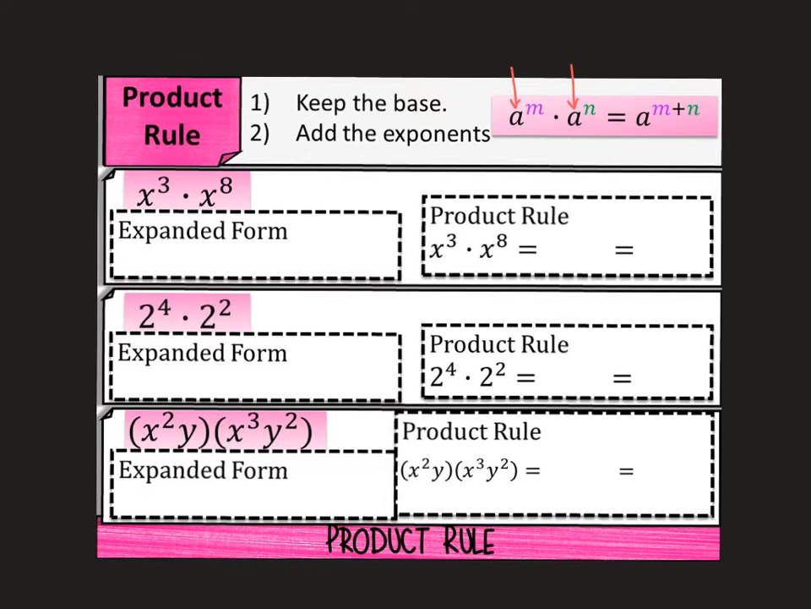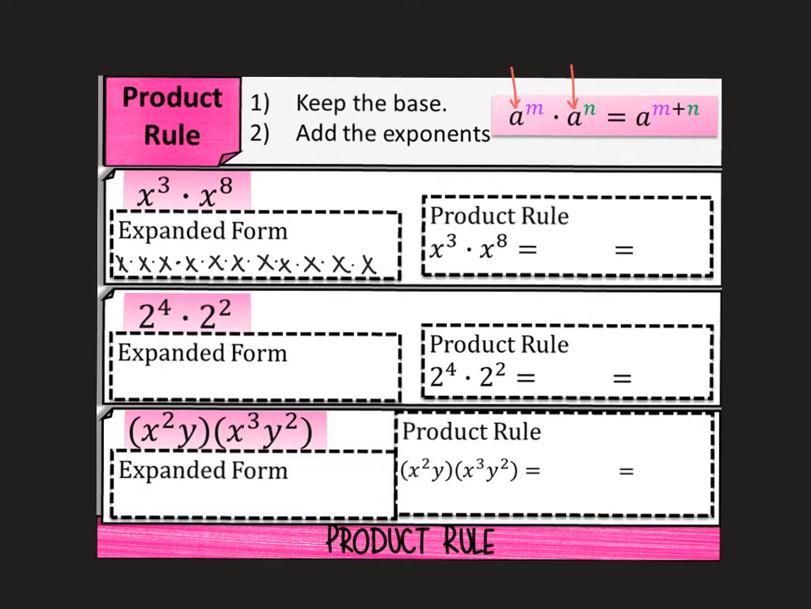Why does the rule work the way it does? If you look over here at this first example, x to the third times x to the eighth. We just said on the previous slide, x to the third means x times x times x 3 times. If I have x to the eighth, it's the same thing 8 times. So 1, 2, 3, 4, 5, 6, 7, 8. So there's my expanded form. If you were to count all of those, you're going to have 11.